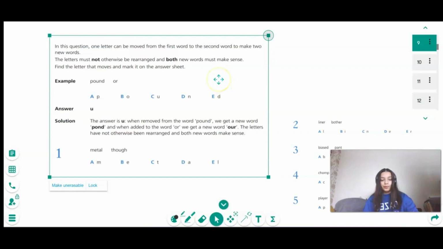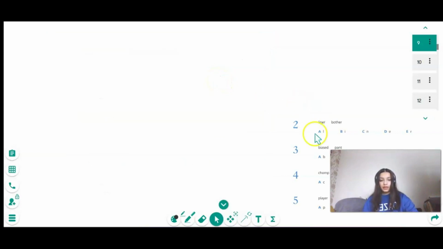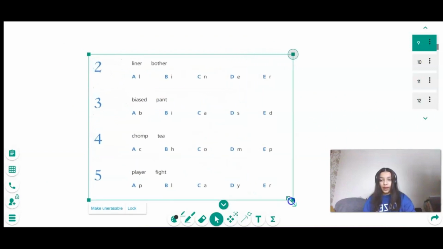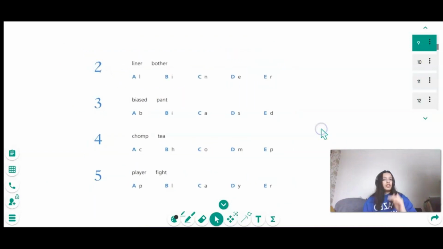Moving on, we're going to remember what we just spoke about and have a go at question number 2. What do you think question number 2 is? We're working through it in the same order, and as we go along, we're going to get faster at these. I've got the word liner on one side and the word bother on the other. I'm taking one letter from the word liner and giving it to the word bother to give us 2 new words. So what letter could I move?